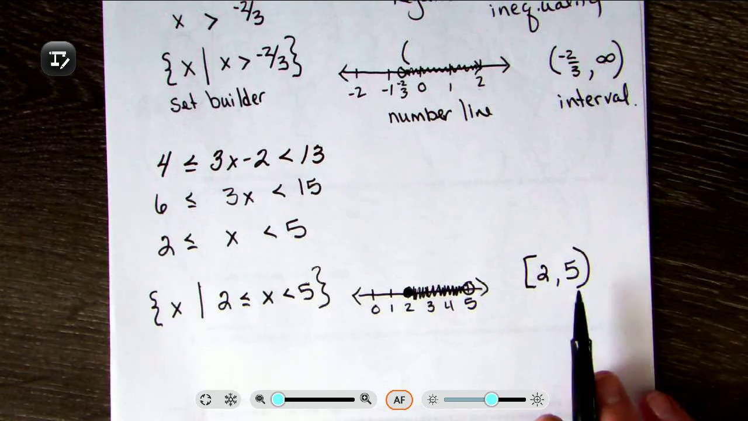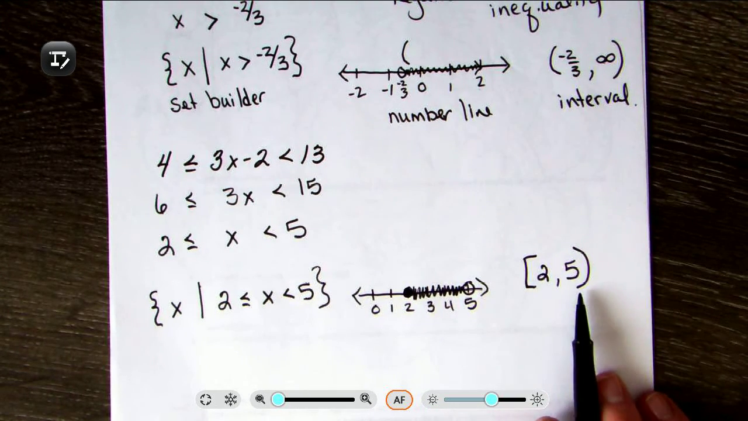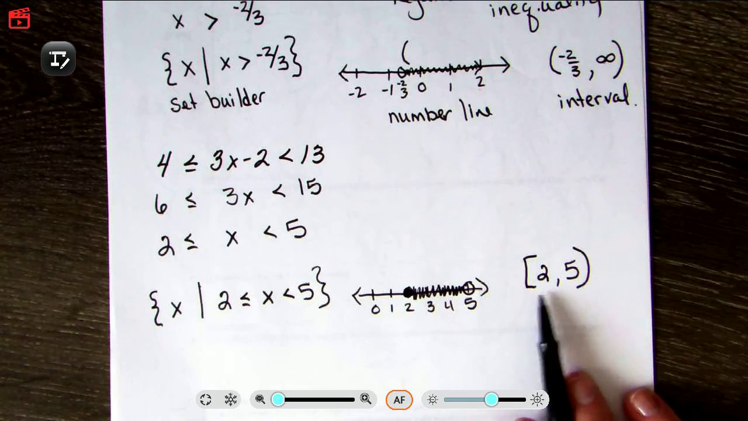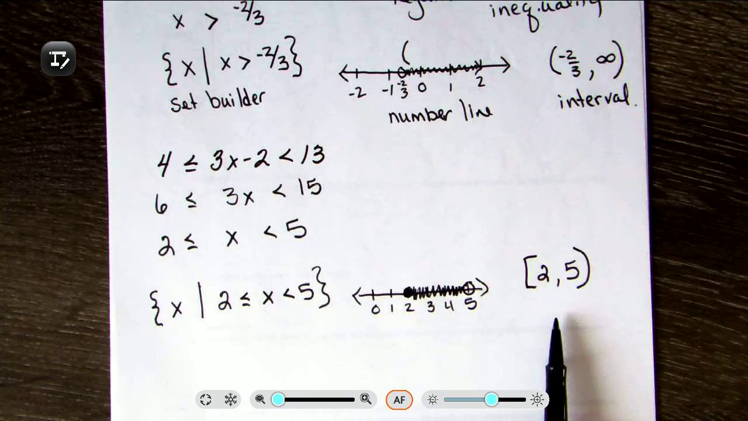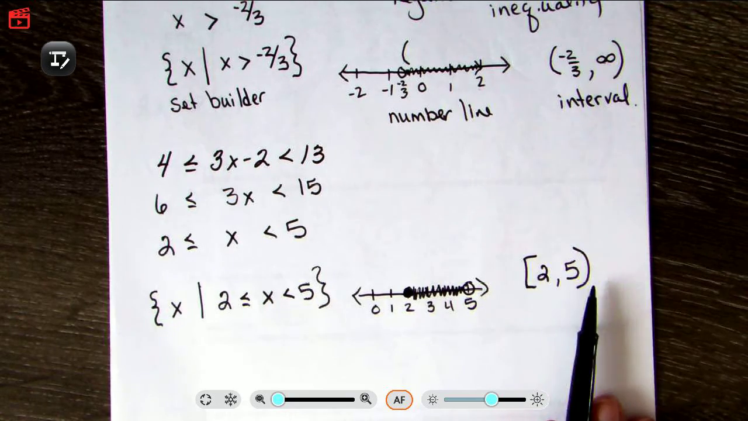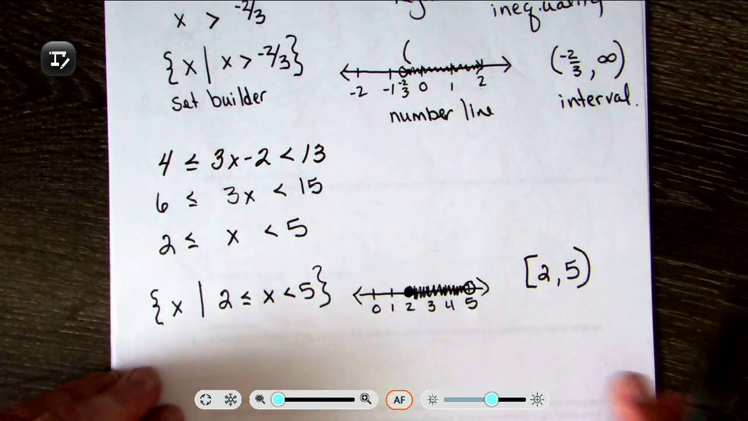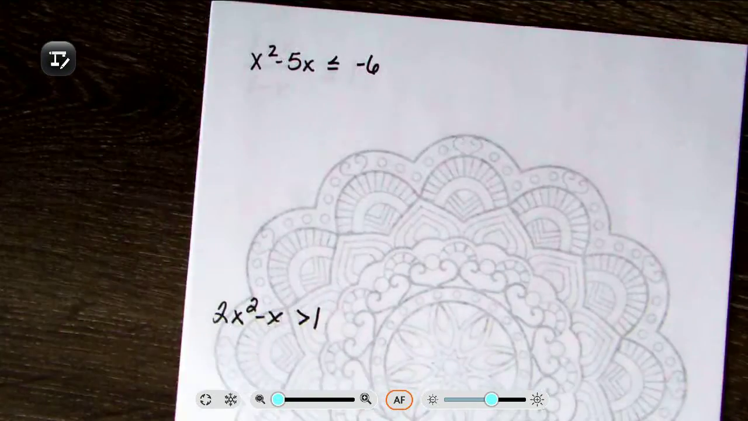One thing to note when you're writing your intervals, we do go from smallest to largest, kind of like the number line. We read left to right, so smallest value to largest value. Okay, let's do a couple more.